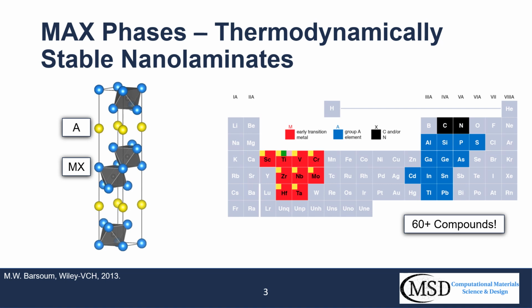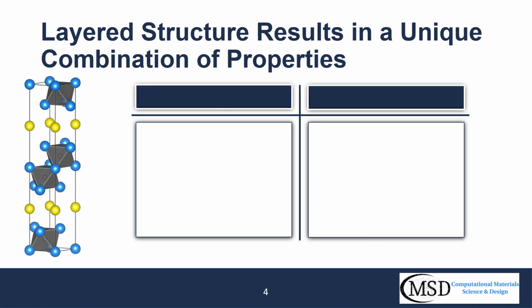Their layered structure can be formed from a wide variety of compounds, from a wide variety of elements, as seen in the periodic table here. This results in more than 60 compounds being synthesized to date. The layered structure of MAX phases results in a number of unique properties.